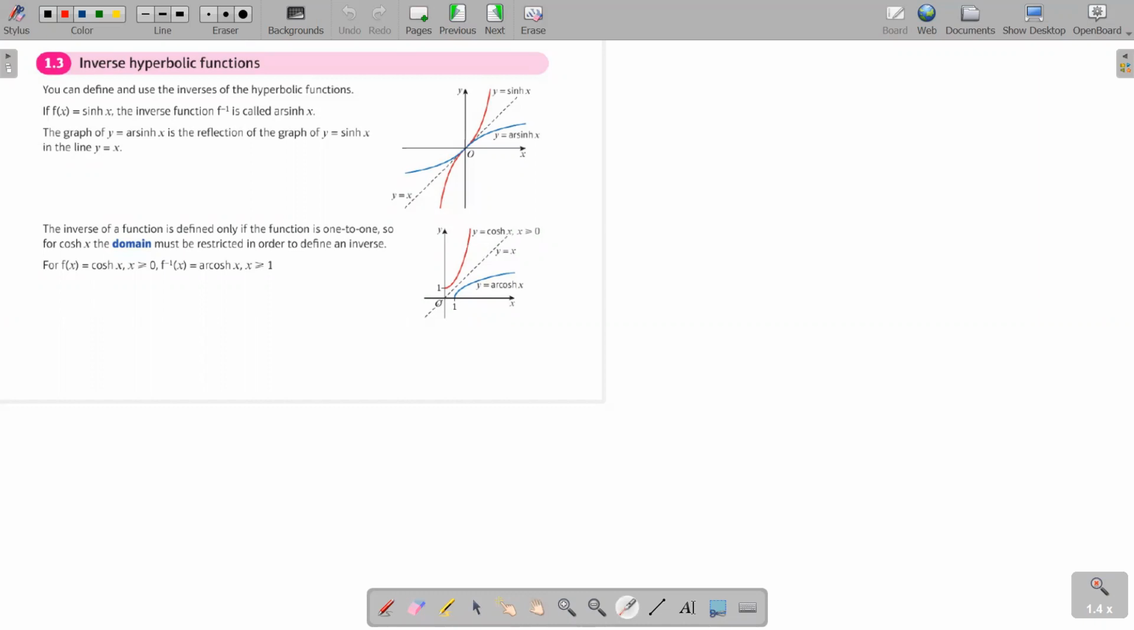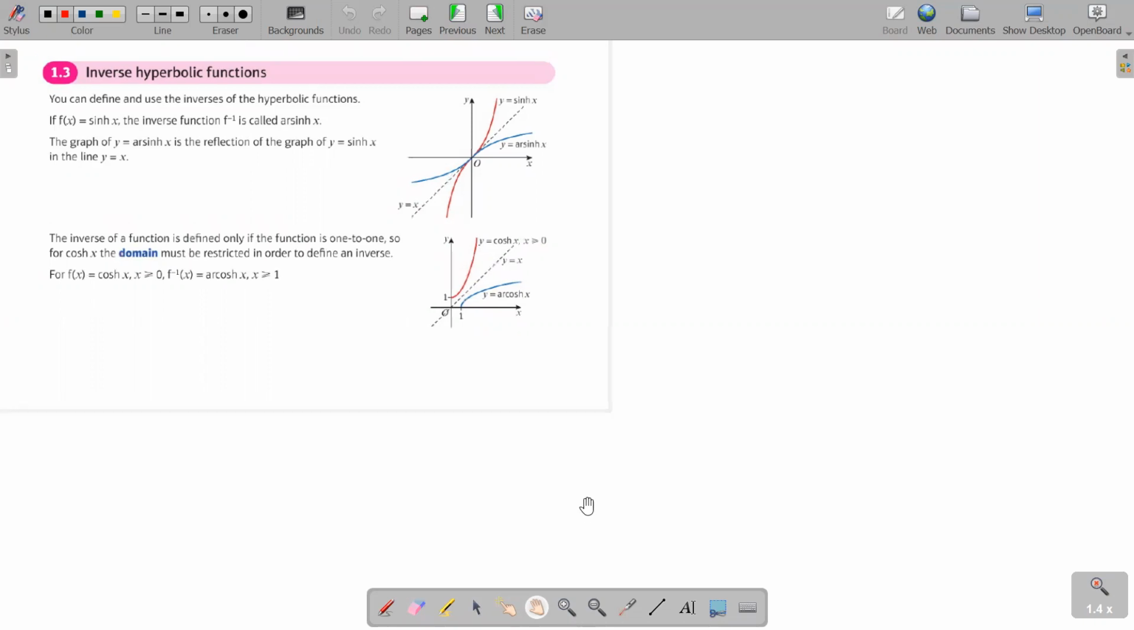Okay, guys, so now we'll move on to the next part of our lesson. We will now discuss inverse hyperbolic functions. You've heard of inverse functions previously. You've done this in P3 as well, right? So what happens in an inverse graph?